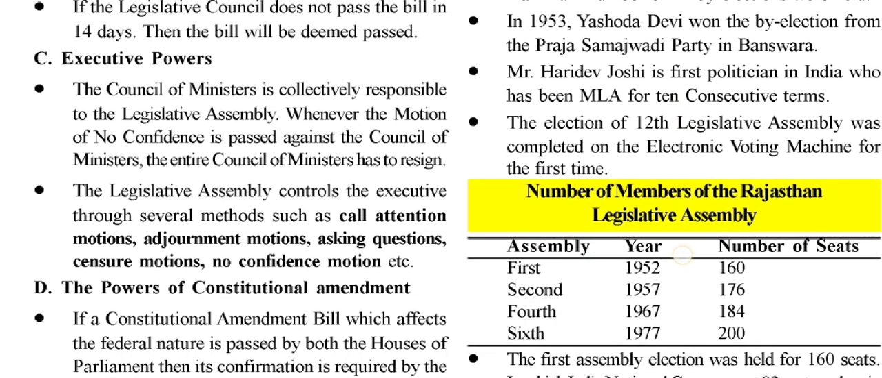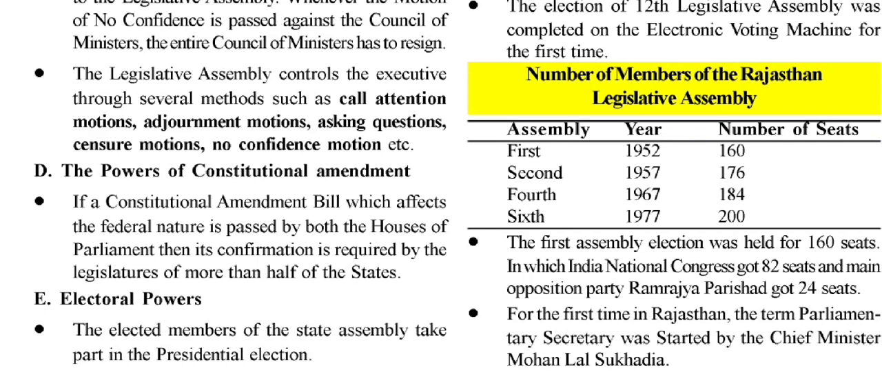Executive powers. The Council of Ministers is collectively responsible to the Legislative Assembly. Whenever a motion of no confidence is passed against the Council of Ministers, the entire Council of Ministers has to resign. The Legislative Assembly controls the executive through several methods, such as call attention motion, adjournment motion, asking questions, censure motion, no confidence motion, etc. The powers of constitutional amendment. If a constitutional amendment bill which affects the federal nature is passed by both Houses of Parliament, then its confirmation is required by the legislatures of more than half of the states.